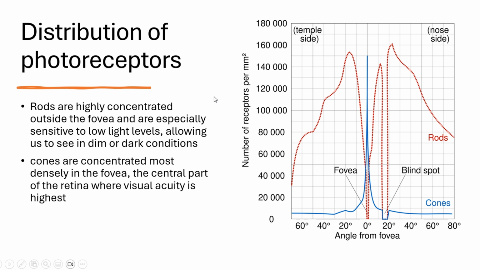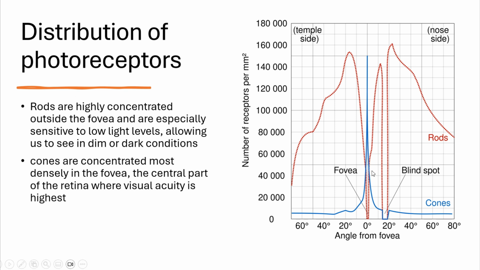Distribution of photoreceptors. Rods are highly concentrated outside the fovea. You need to know that for A level, so just write that down and make sure you know that. Rods are highly concentrated outside the fovea, and cone cells are concentrated most densely inside the fovea, which is the central part of the retina.